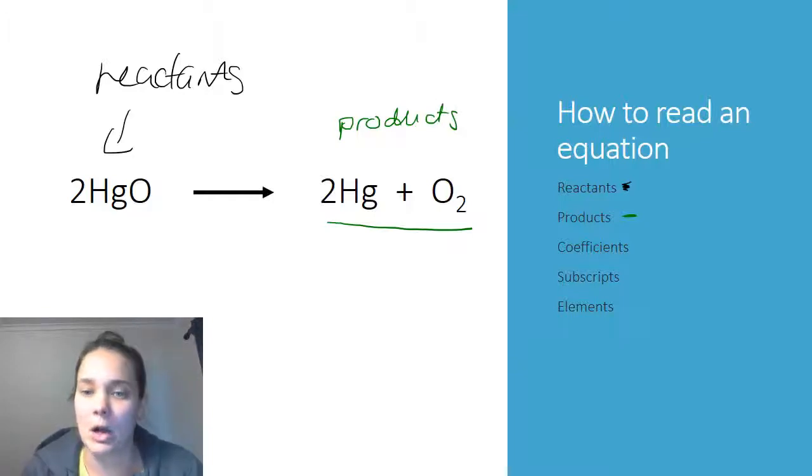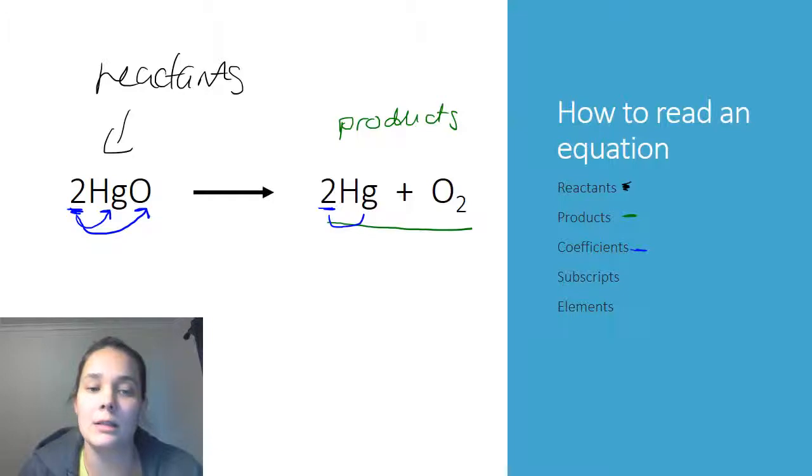The next one is my coefficients. My coefficients are any of these big numbers that you see out the front. When it comes to balancing chemical equations, you can only change coefficients. You can't change subscripts, which I'll get to next. The big numbers that are out the front here apply to each element within the compound that it's written before.